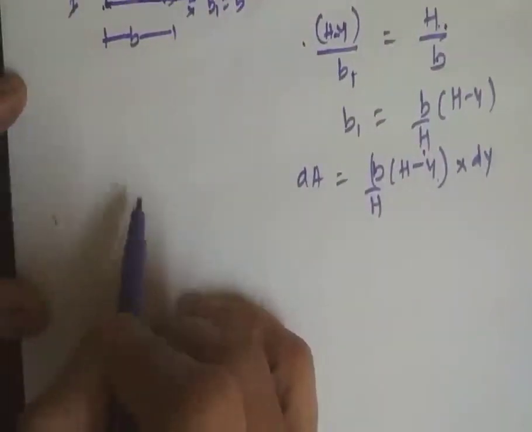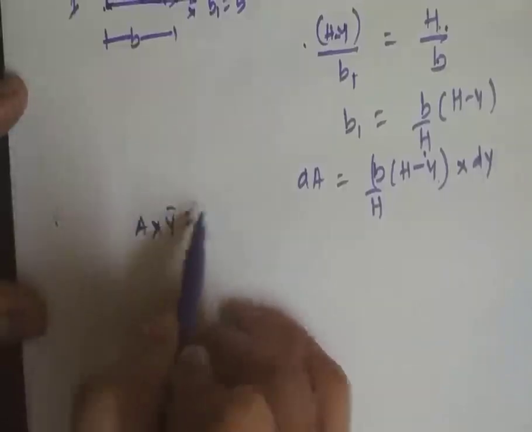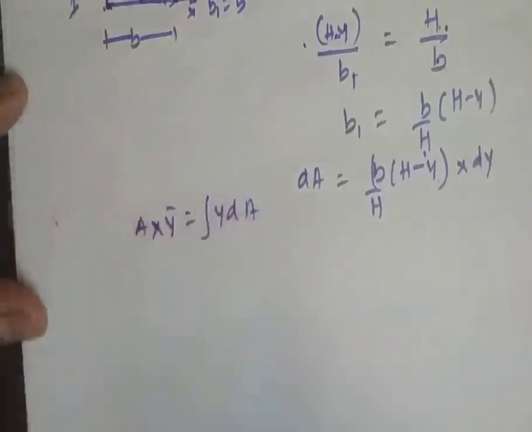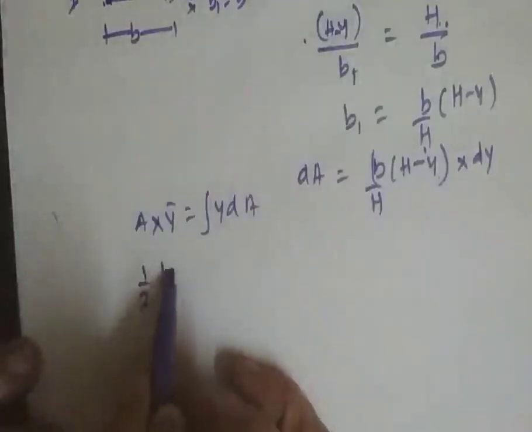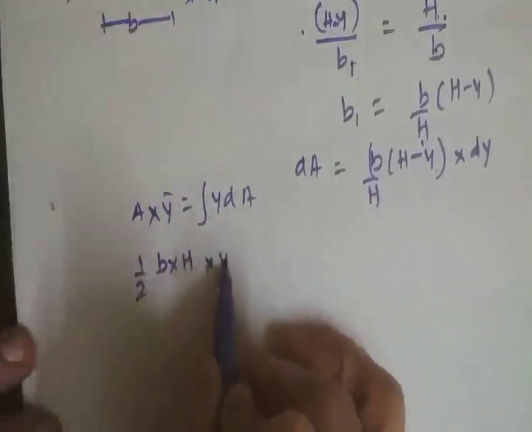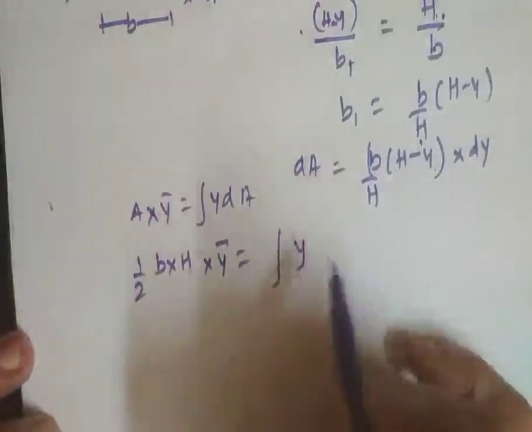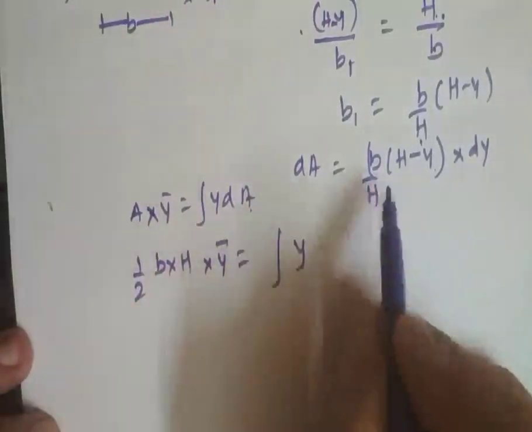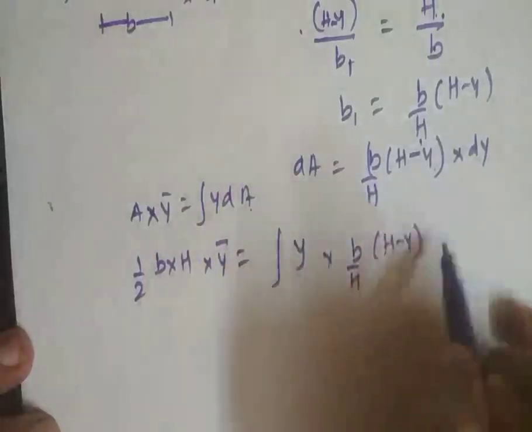Now the calculation of the centroid from first principles is A into y bar equals the integration of y dA. So this is the calculation of the centroid from first principles. Now the area has been calculated as half base into height, into y bar, equals the integration of y times the area of this elemental strip, which is b by h into h minus y into dy.